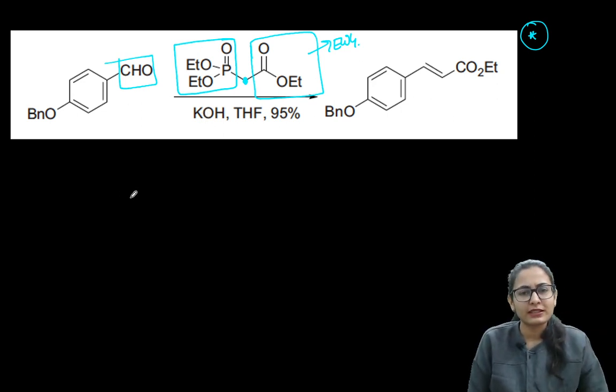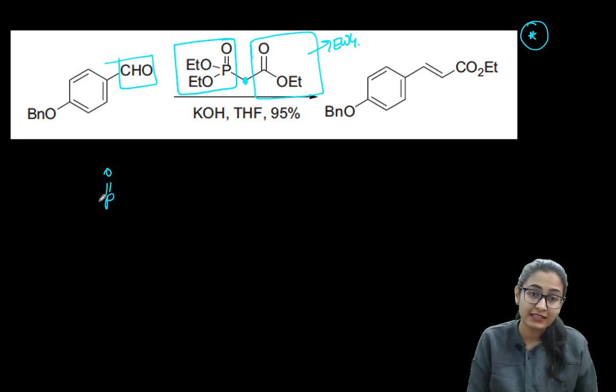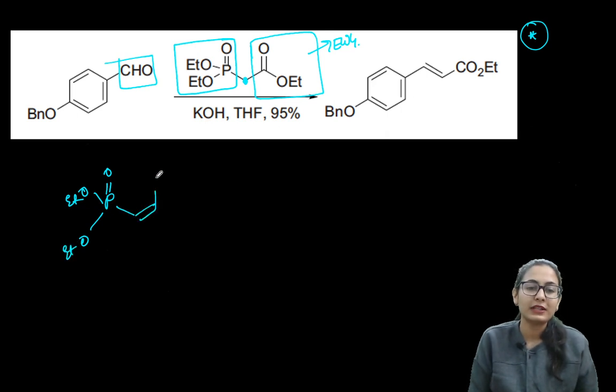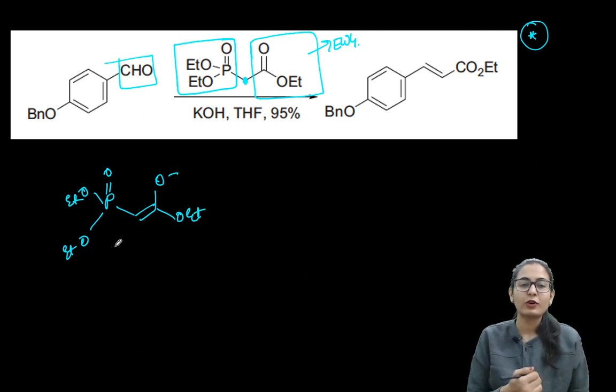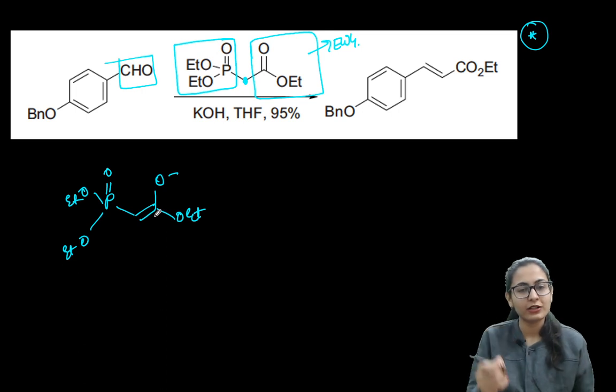Now tell me this one thing: without the use of this ester group, are you still getting the same E alkene? Not at all, guys, because if we don't have the ester group, then how are we going to form the enolate? If we don't have the ester group, we won't be able to form the enolate, which is required in this reaction. It is a little bit different from normal simple ylides.